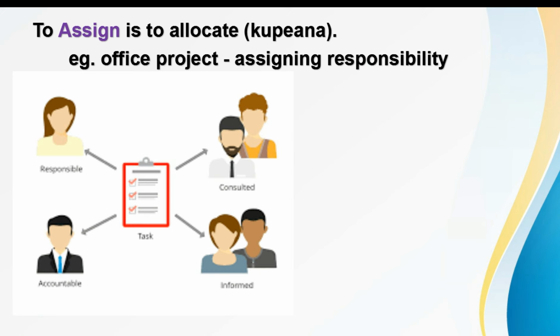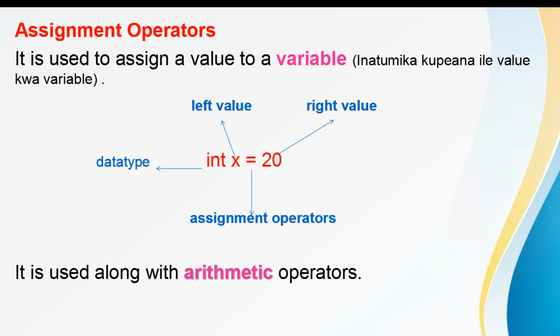So sisi hapa hatutaassign kazi, tunaassign value. Unaassign 10, 20, 15, x, y. That is what we mean by assigning. In our topic, we are talking about assignment operators. When you are talking about assignment, you are talking about a variable, or you are assigning value to a variable.